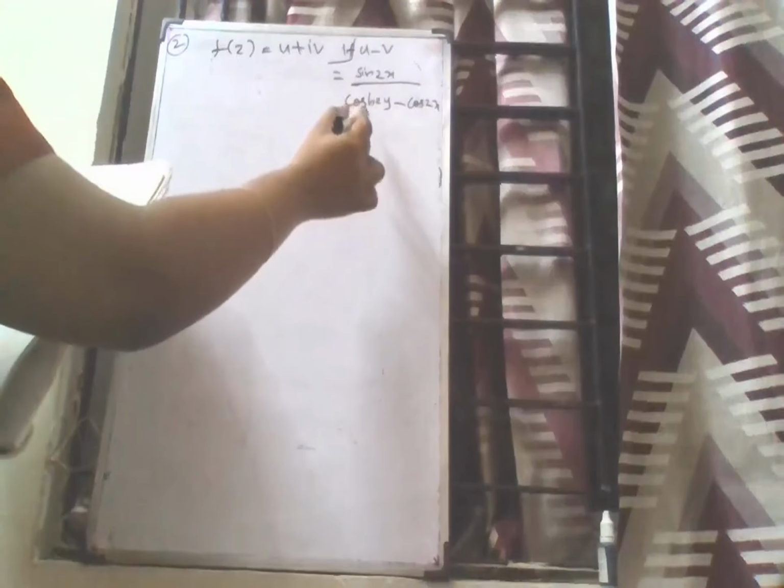Okay. Now the second question is this. I'll read out the question here, which is very important for all exams, university exams. Find the analytic function f of z equal to u plus iv if u minus v is equal to sin 2x by cosh 2y minus cos 2x. Can you all see the board? So for this I'm going to find the solution now.